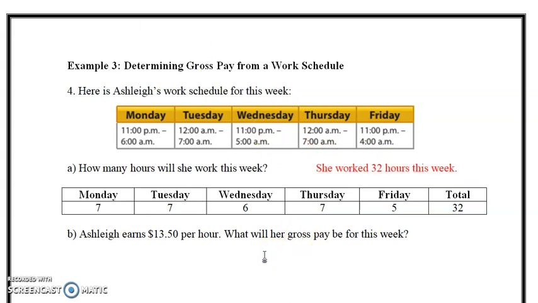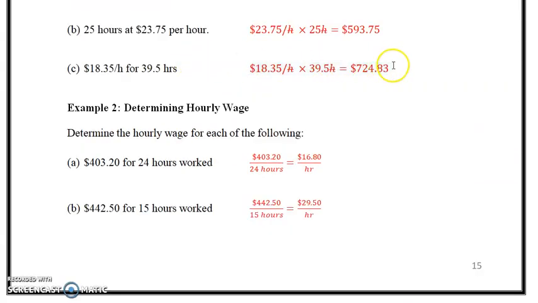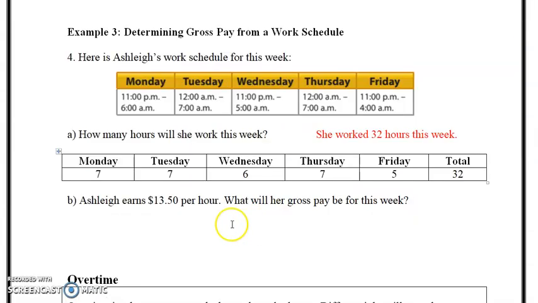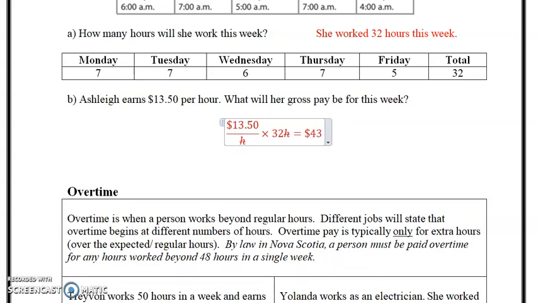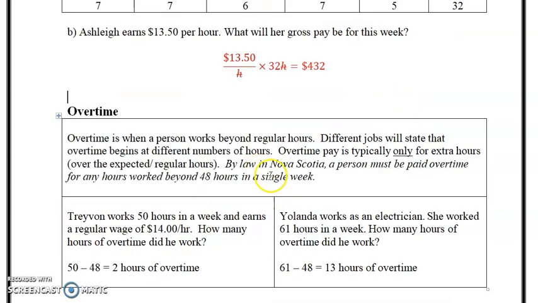It says Ashley earns $13.50 per hour. What will her gross pay be for the week? So I'm going to go up and steal that again. So when we do that, we put $13.50 in per hour, and the total was 32 hours. So then we're going to calculate that. So 32 multiplied by 13.5, and I get $432. Okay, and that's it. Let's look at overtime.